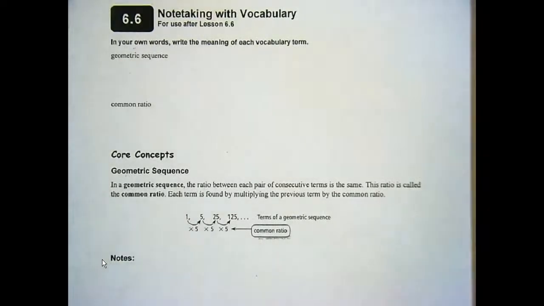Okay, on page 195, I want you to read about a geometric sequence, which is what we've been dealing with, and make sure you can define in your own words what a common ratio is, please. Okay, you got about a minute.